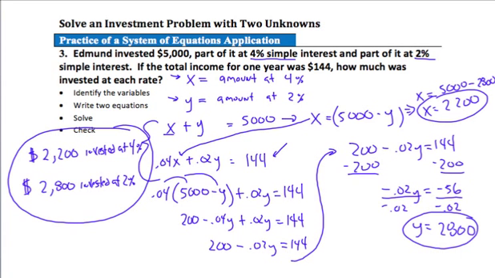So the check would be to add them together and get 5,000. That would be an easy one. And then the second one we want to check is when we put these values back into this equation, make sure that we end up with $144 in the end. If those check out, then you can have confidence in your answer.